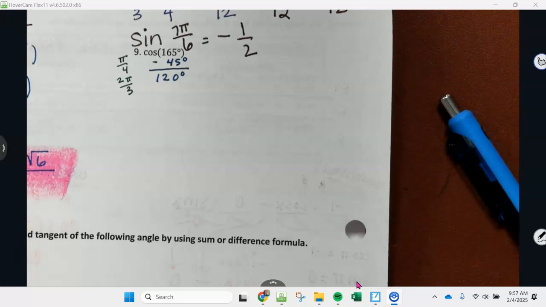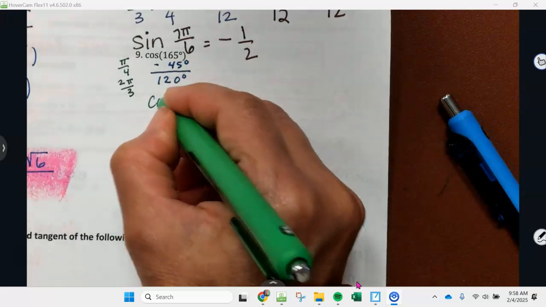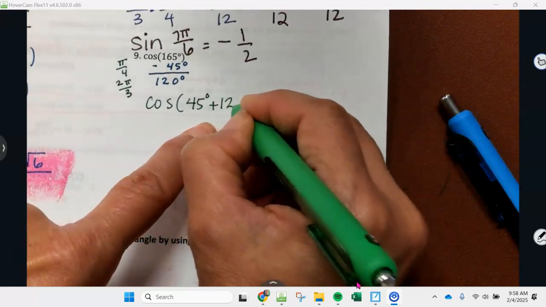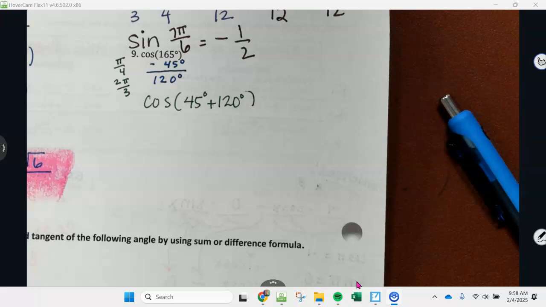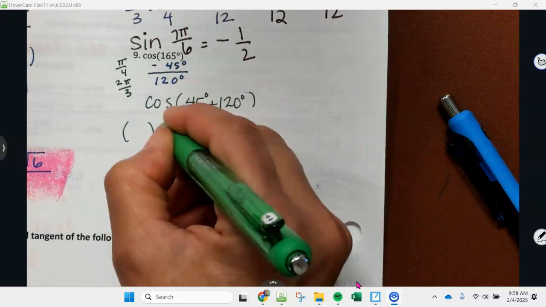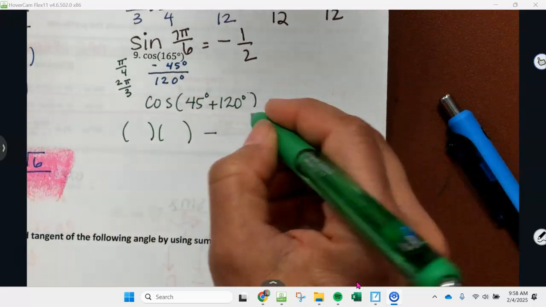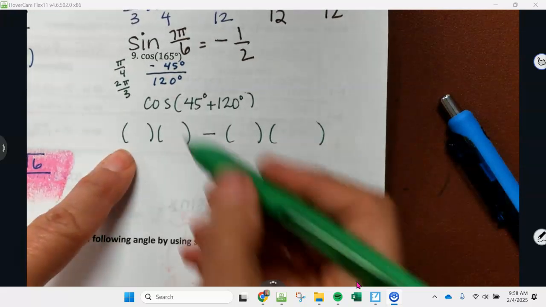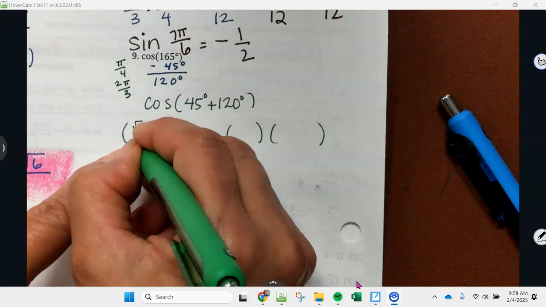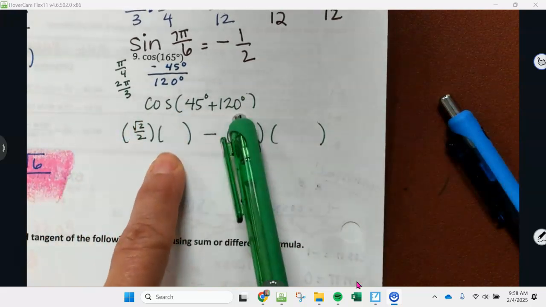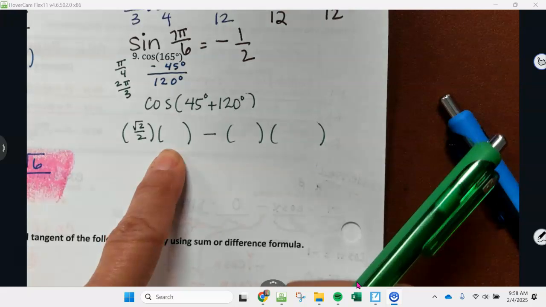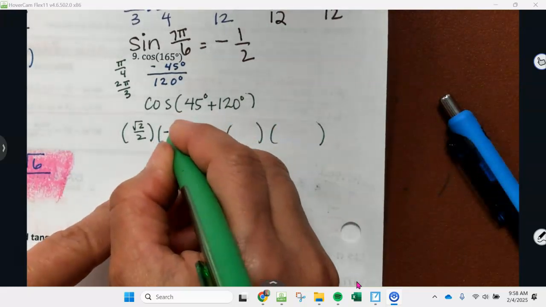Okay, here we go. Cosine is going to be 45 degrees plus 120 degrees. I'm going to expand that out. Remember, cosine is opposite. It's going to have a minus sign in the middle. It's going to be cosine alpha times cosine beta minus sine alpha times sine beta. Here we go. Cosine alpha. Cosine of 45 degrees is root 2 over 2. Cosine beta. Cosine of 120 degrees. Remember, that's in quadrant 2, so it's going to be negative. So this is going to be a negative 1/2.